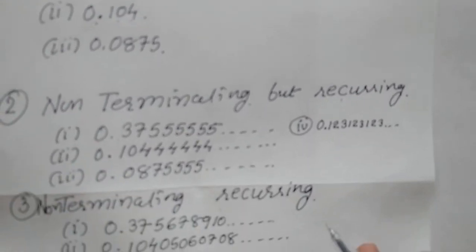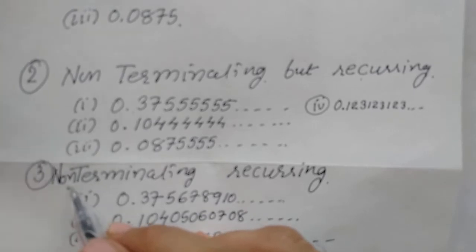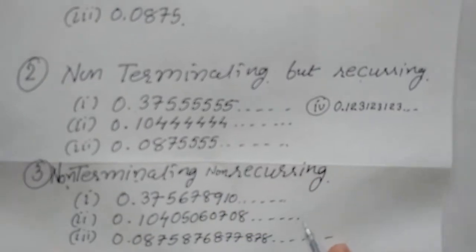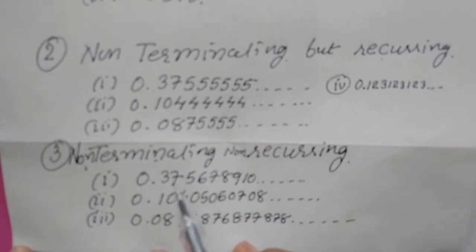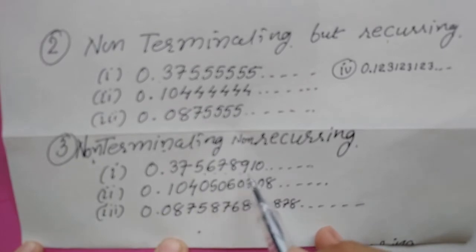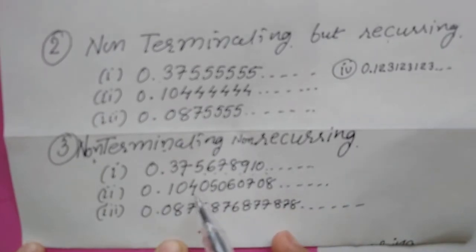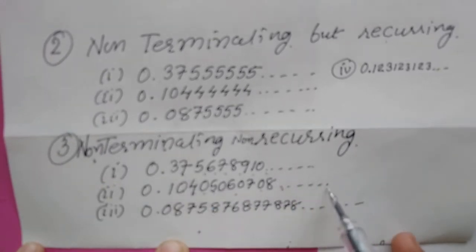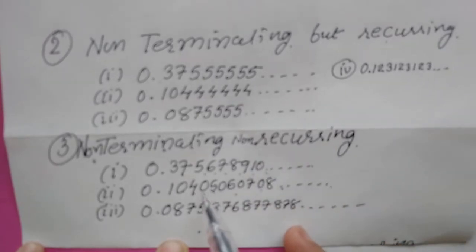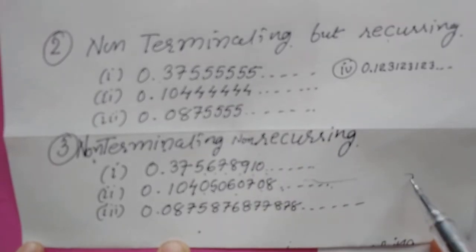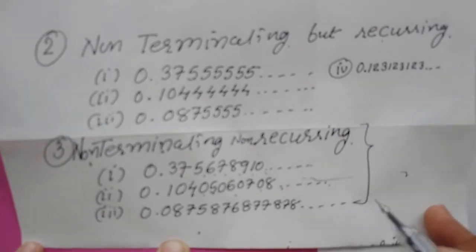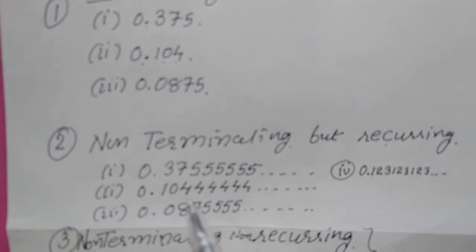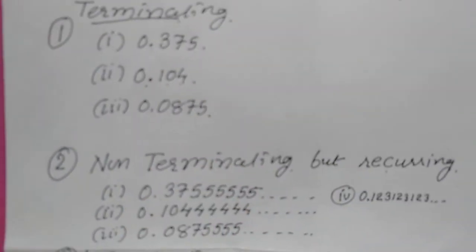And the third type, non-terminating and non-recurring, children. Non-terminating and non-recurring, you can see 3 7 5 6 7 8 9 10. Likewise, similarly here 0 4 0 5 0 6 0 7. So non-terminating, non-recurring means different types of numbers appear. Actually, this we are not studying at present. So next, these two topics we will study. Okay children?